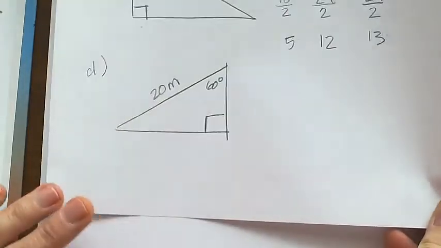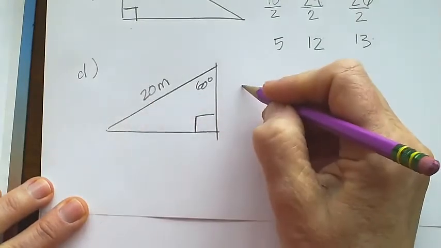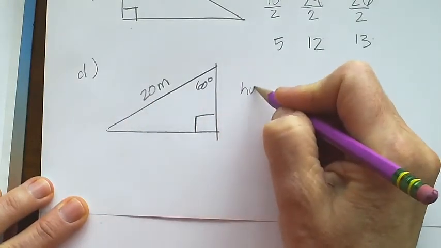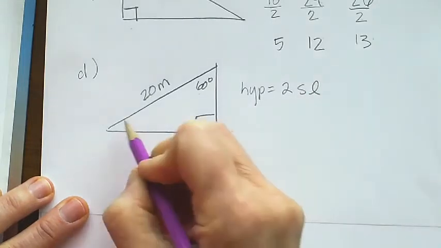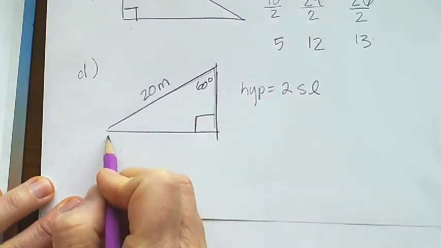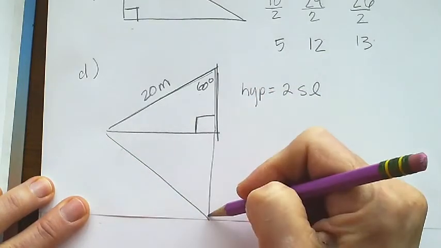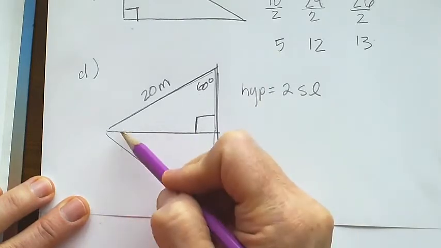Let's see, D, we have a 30, 60, 90 triangle, and we have the hypotenuse. So remember, in a 30, 60, 90 triangle, the hypotenuse is double the short leg. So this is double this short leg right here. If you were to reflect it over the long leg, that would be an equilateral triangle.